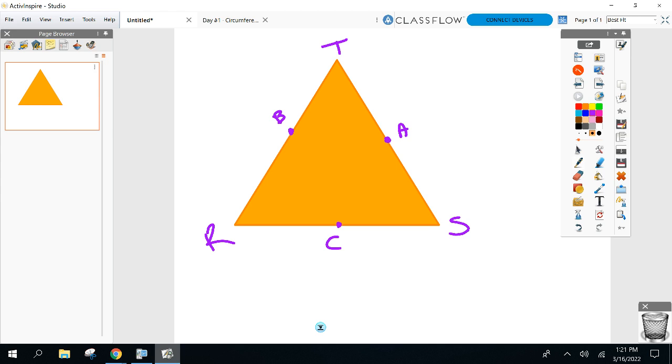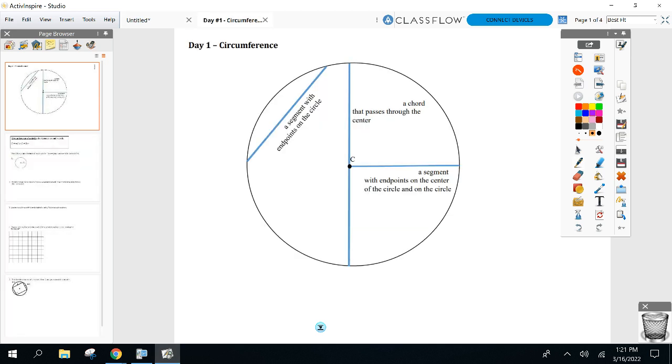Well, we run into a problem now. A circle has no vertices. So how do I put a name to a circle if it has no vertices? The answer, a circle will always be named by its center. We always name a circle by its center. So what would I call this circle? This would be circle C. All right, circle C.